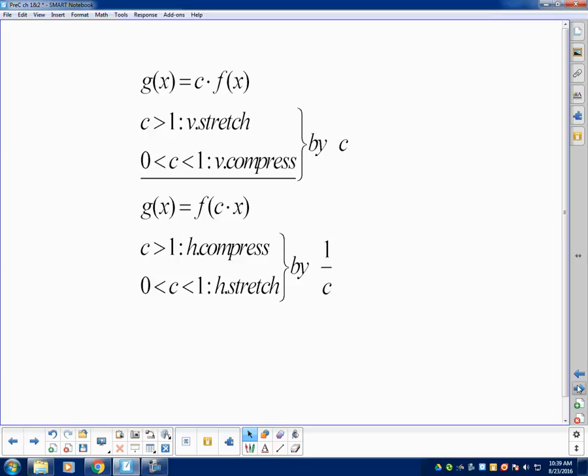If g of x equals f of c times x, in other words, you have a constant c being multiplied by the variable x inside the parentheses, if c is greater than 1, we have a horizontal compression by 1 over c. And if c is between 0 and 1, we have a horizontal stretch by 1 over c. And so if you could add all of that into the stretches and compressions part of your table, that's a good summary. You'll be given the opportunity to play around with these on your graphing calculators in just a moment, so we'll try that next.